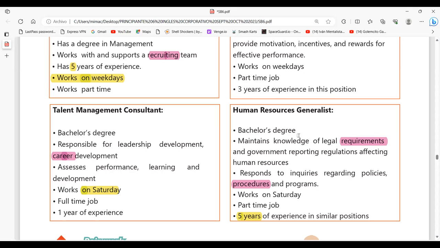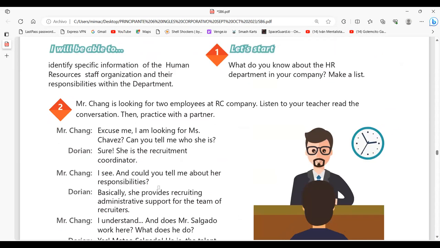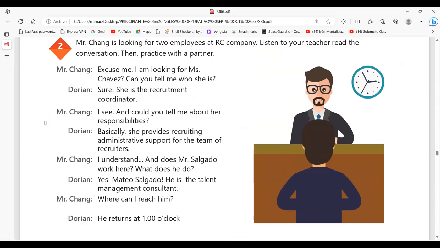Very well. Repeat after me, miss. Requirements. Requirements. Procedures. Okay, very well. Now, let's read this conversation, okay?